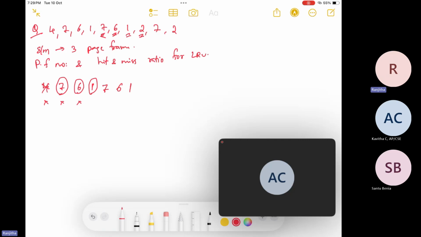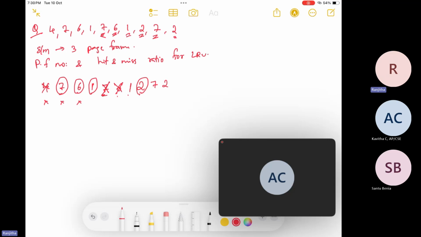Now when 2 is referred, we don't have 2, so it's a page fault and we need to go for a replacement. The least recently used frame, which is 7, will be chosen for replacement. So now 2 will be brought into memory. Now again, when 7 is referred, it will be a page fault. So out of 2, 1, and 6, 6 is the least recently used one. So 6 will be chosen for replacement, and then 7 will be brought in. And now again, when 2 is referenced, just bring 2 to the front.